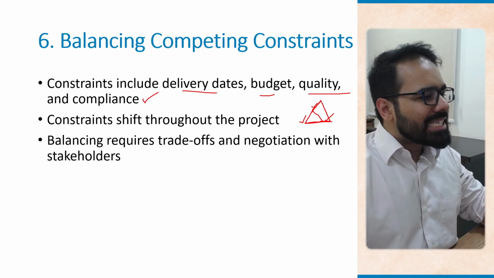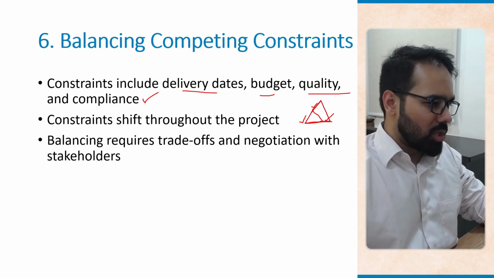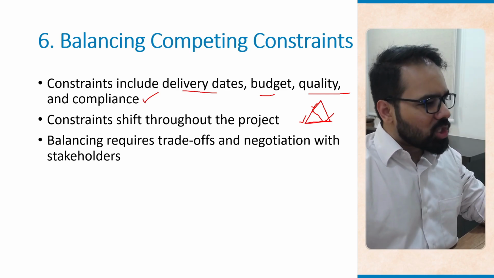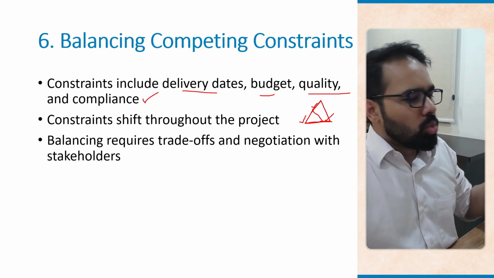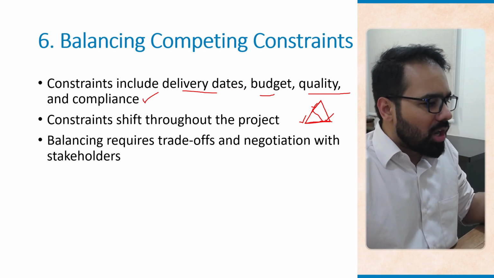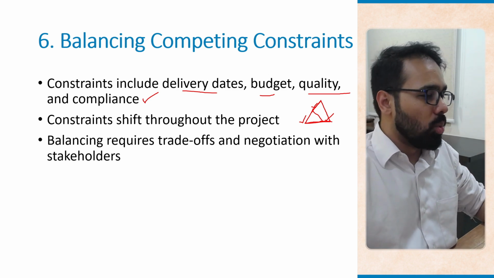Now, balancing requires trade-offs and negotiation with stakeholders. As an example, if the sponsor wants faster delivery of the e-commerce website, you may need to reduce the scope of work, or you might have to request additional resources as well.